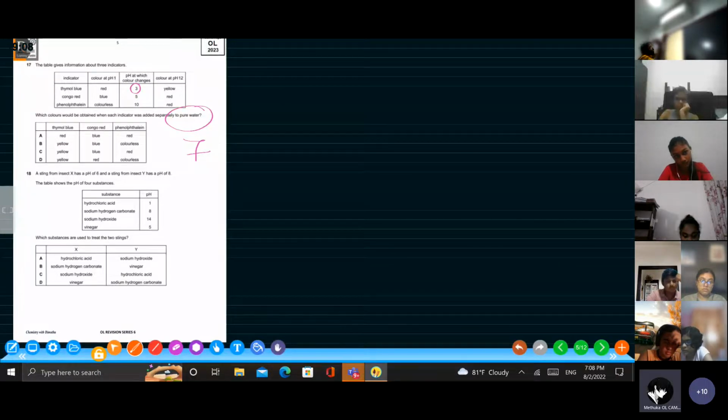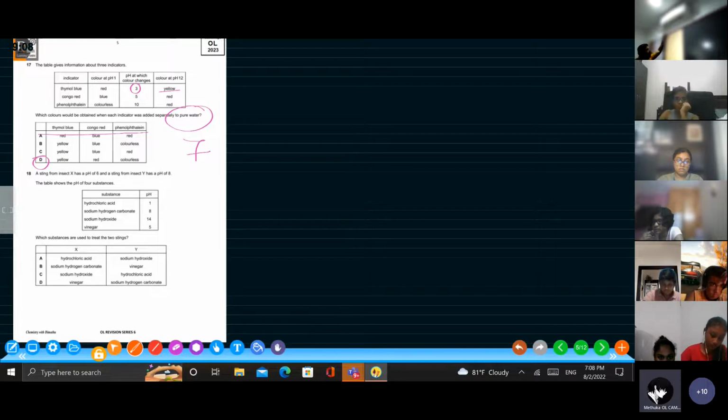You have to understand 3 is the pH where the color changes. So then you decide, all right, fine. Water's pH is 7, so it has to change color. Now in water, it has to be yellow. Even though it says pH 12, it changes at 3. Therefore, these two are out. So Congo red changes the color at 5. That means Congo red will become red at 5, starting from blue. So then pH of water is 7, so Congo red has to become red. Therefore, the answer is straight away this.